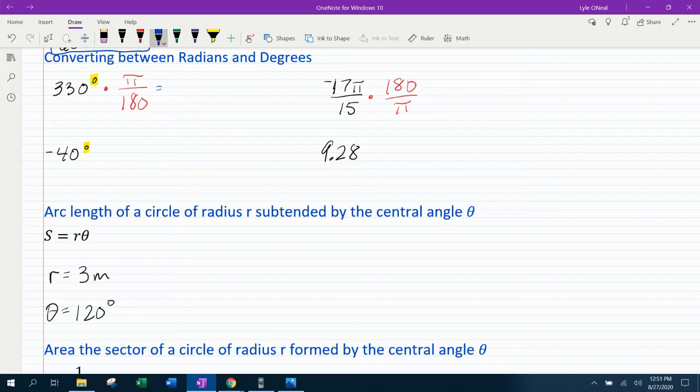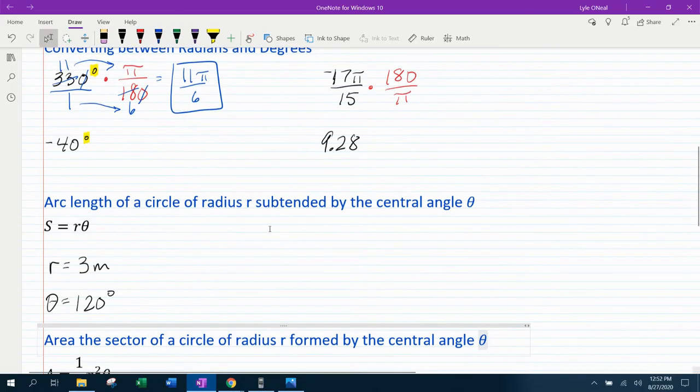So let's see if we can finish this out then. If I do this first degree, the 330 degrees, and convert to radians, what I'm going to do is multiply straight across. But if you notice, this is understood to be over 1. I can simplify before I multiply. So I can divide these both by 10. And then does anything go into 33 and 18? Yeah, 3 does. So 3 goes into 33 11 times. 3 goes into 18 6 times. And then if I multiply straight across, I'm going to get 11 pi over 6.